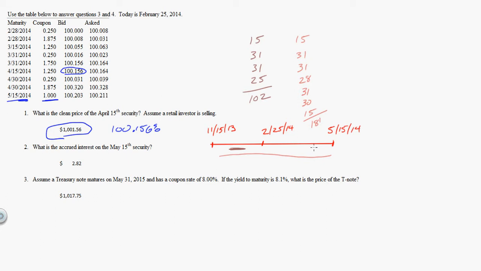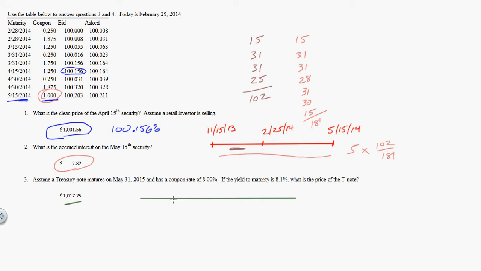That will be 181. So my accrued interest, because it's a 1% coupon, that's $10, but pays twice a year, so that's a $5 payment. But you deserve 102 days worth out of 181 days. That rounds to $2.82.